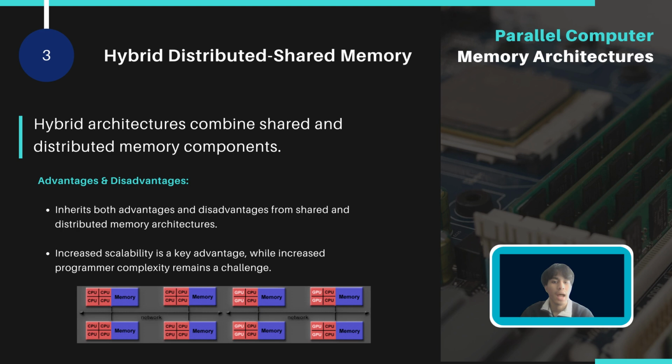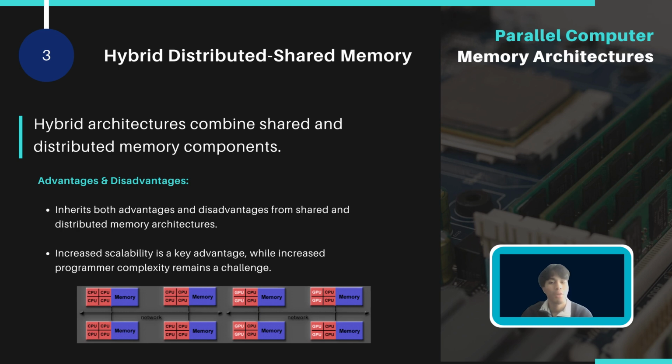Let's consider a high performance computing cluster consisting of interconnected nodes, each comprising multiple CPU cores and GPUs. In this hybrid architecture, each node operates as a shared memory system with CPU cores and GPUs accessing shared memory resources within the node. However, communication between nodes relies on a distributed memory network, allowing data exchange between different nodes in the cluster.